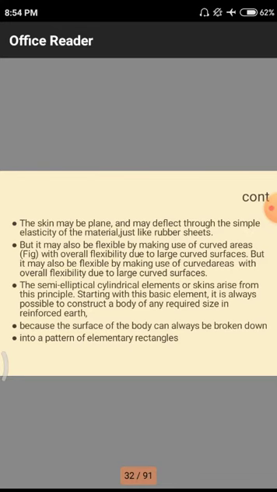Thus the skin may plane and may deflect elastically, like a rubber sheet. Normally rubber is an elastic material. It will expand whenever we apply an external force, and simply come back to its original position after removing the stresses on that material. Like a rubber, the total skin elements have to act on these retaining earth reinforced structures.